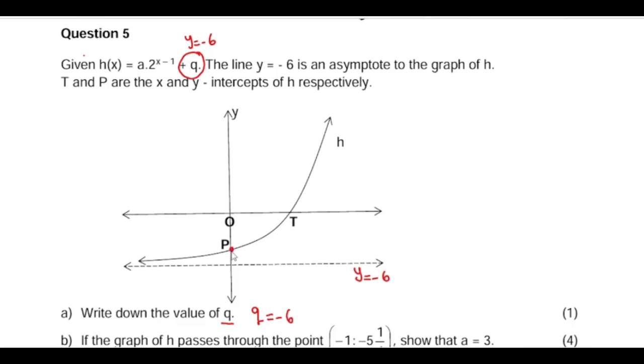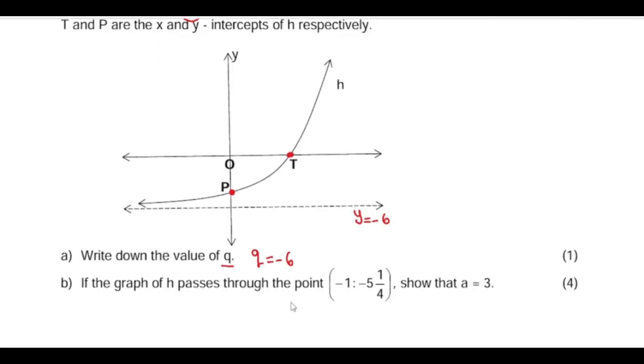So we have this as the y intercept and this as the x intercept. The question now says, if the graph passes through this point, so this is my x and this is my y. My y value is minus 5, 1 over 4. Show that the value of a is 3.